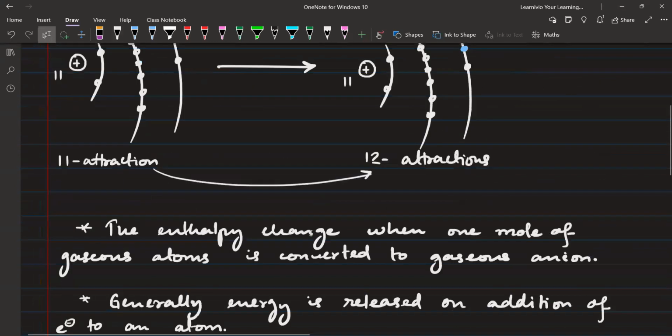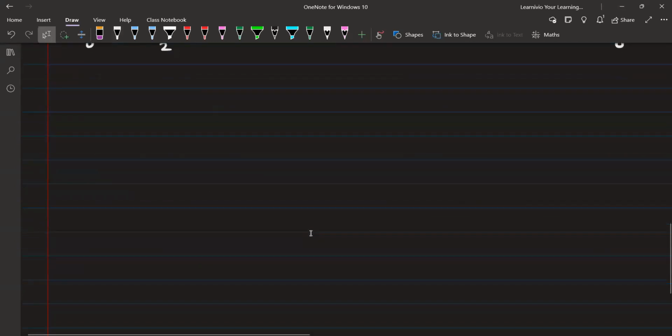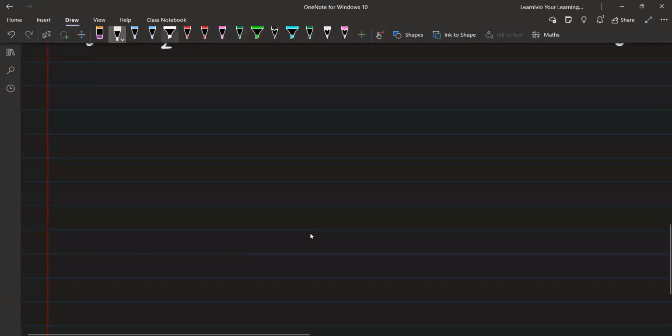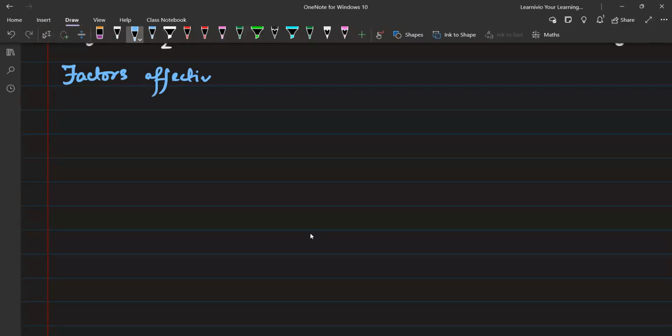Okay, so this is about what is electron gain enthalpy. Now we are going to look at the factors affecting electron gain enthalpy, electron affinity.